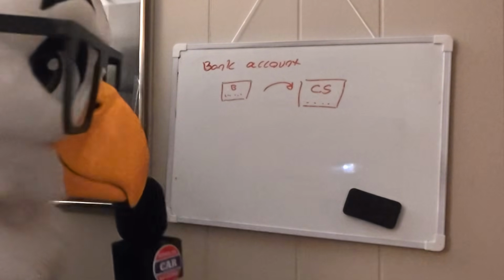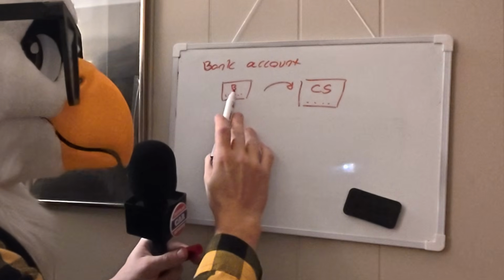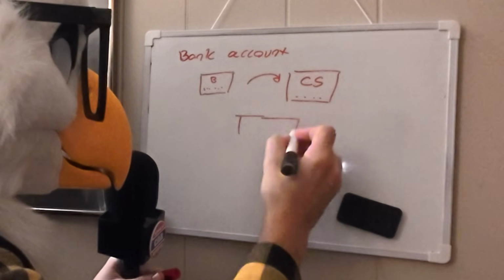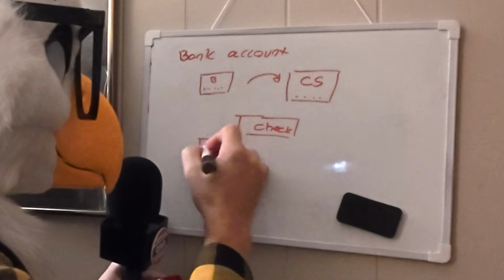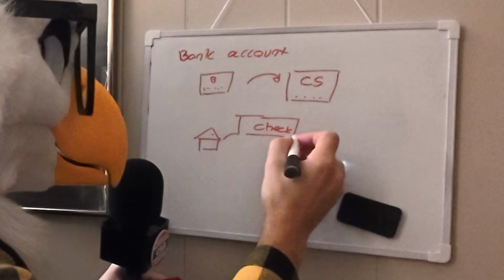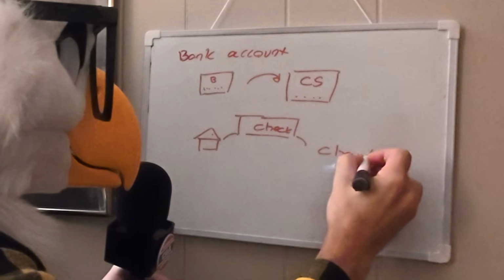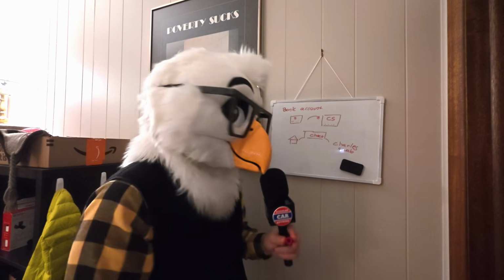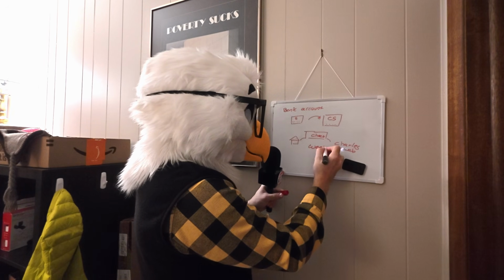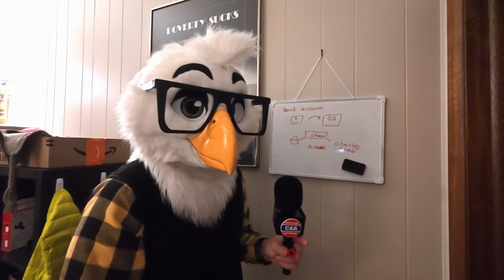You can either wire money from your bank account to Charles Schwab. That does not mean Venmo, that does not mean Cash App. That means a bank wire transfer. Or you can mail a physical check from your house or apartment or whatever to Charles Schwab for the amount that you want to begin to start trading with. This may take another week.